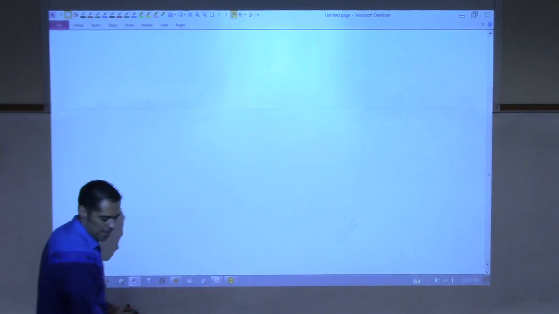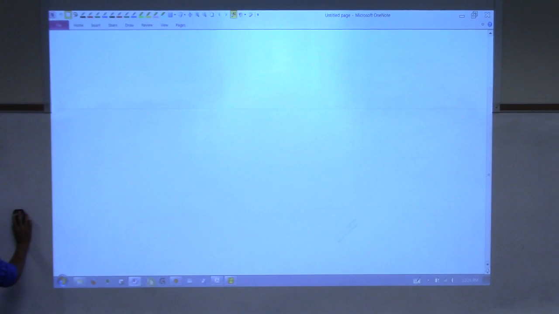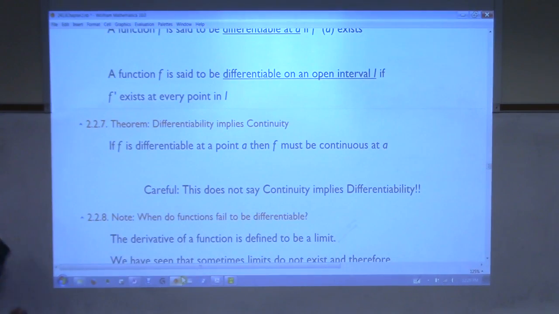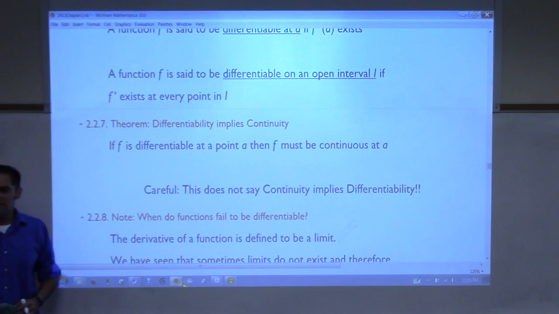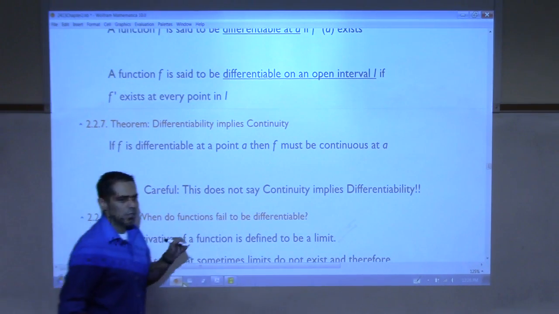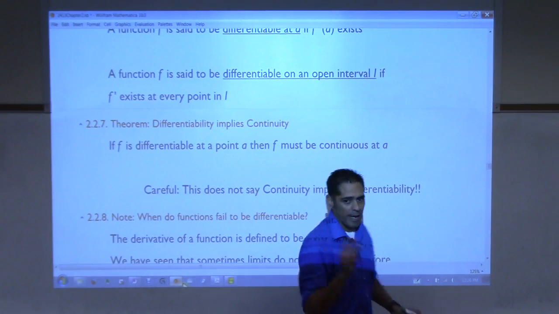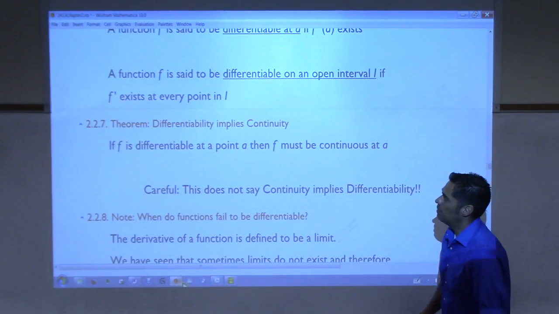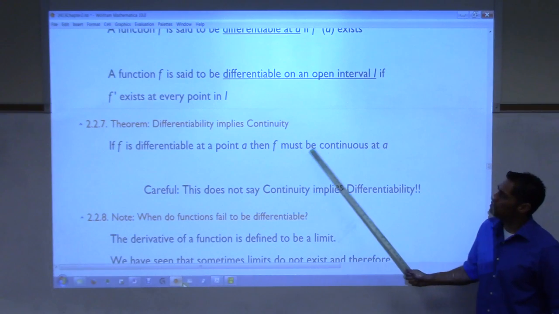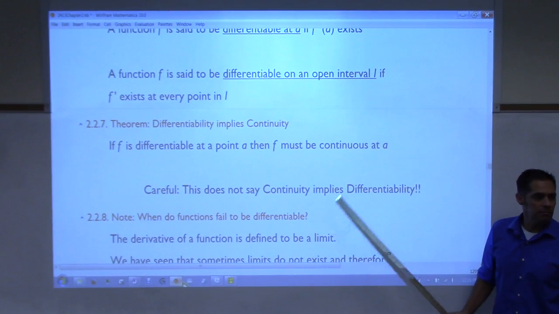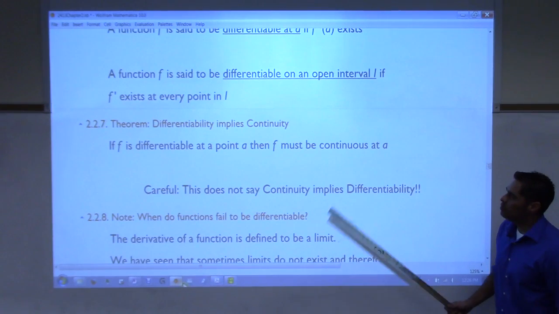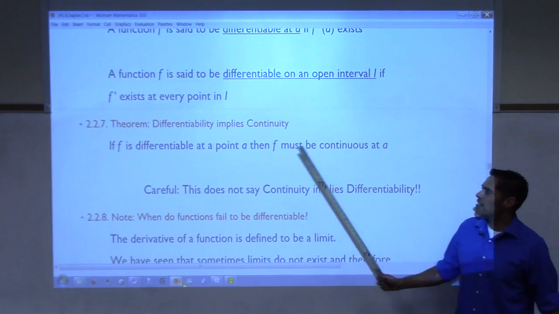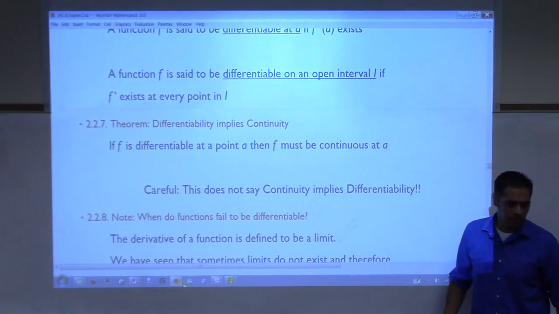Let's get back to this theorem. This theorem says differentiability implies continuity. In other words, if you're differentiable at a point, then you must be continuous at that point. It does not work the other way around, though. If you say you're continuous, that does not mean you have to be differentiable.